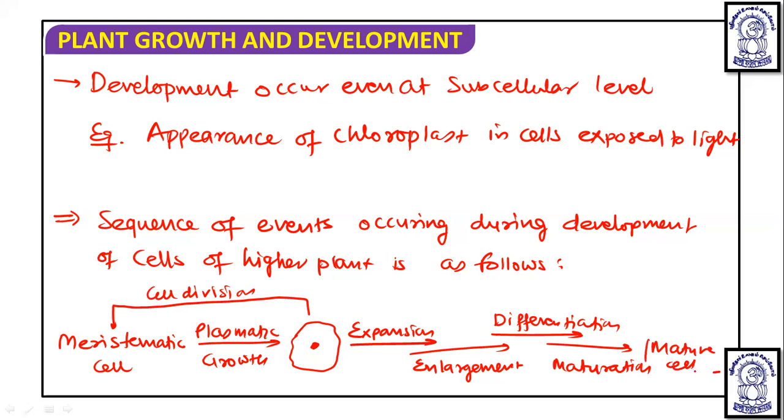So the meristematic cells after plasmatic growth have two ways. Either it will differentiate or it will undergo division. If the mature cell is formed, the mature cell will undergo death after senescence. So these are the events which occur in the higher plant cell. This way the development can be observed.